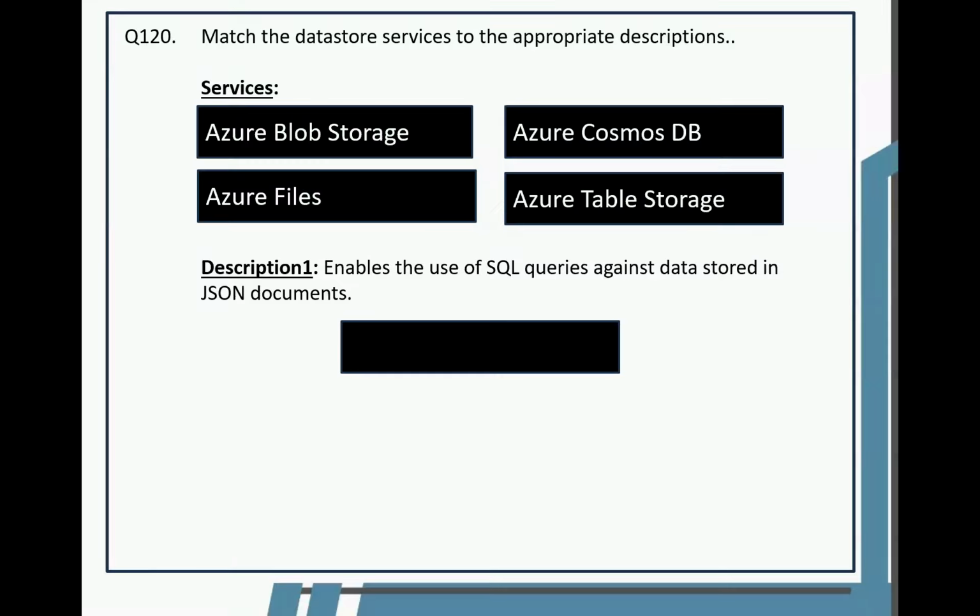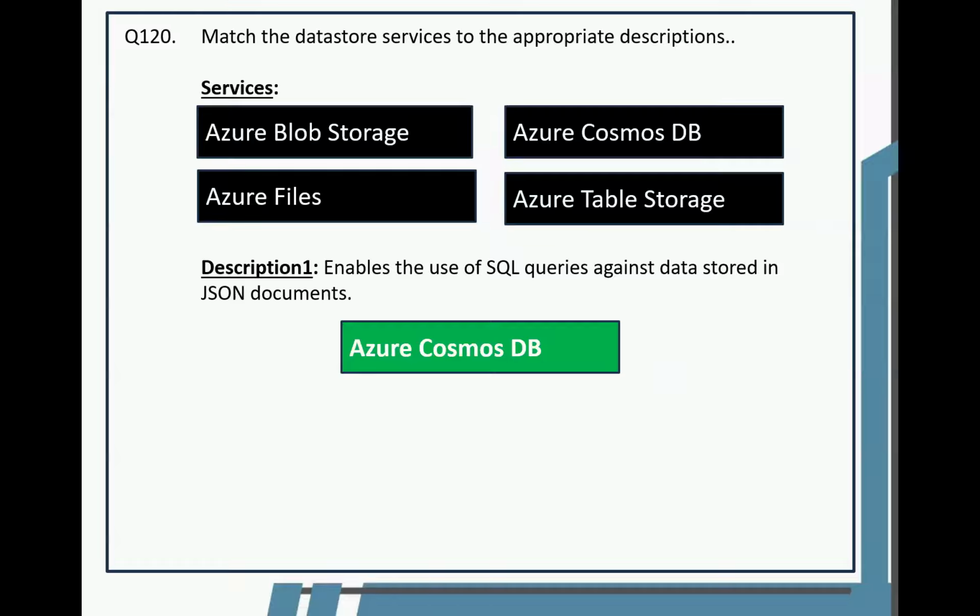Now, folks, Azure Cosmos DB supports multiple APIs, including the SQL Core API, which lets you query data stored in JSON format using familiar SQL syntax. It's Azure's fully managed NoSQL database service built for JSON document storage.